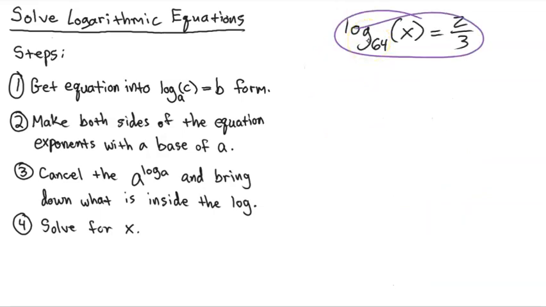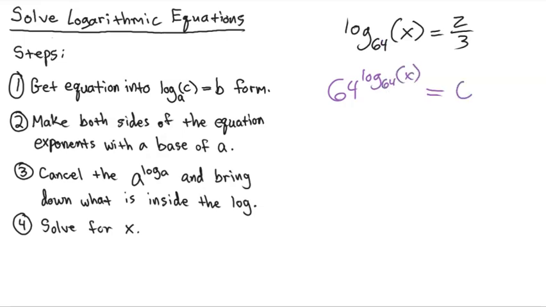Okay, let's try another example. All right, look at this one. We've got log base 64 of x is equal to 2/3. So it's already in the log base a of c equals b form. Make both sides of the equation exponents with a base of a. So it's going to be 64 to the power of log base 64 of x equals 64 to the 2/3 power. And now we cancel the 64 to the power of log base 64, and all we have left is the x. Bring down the x.